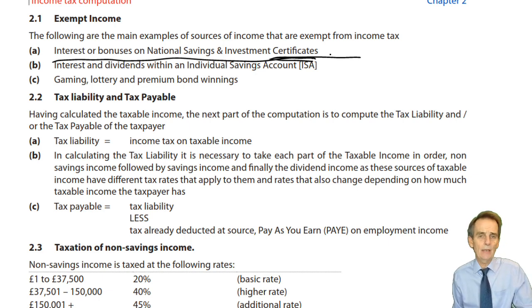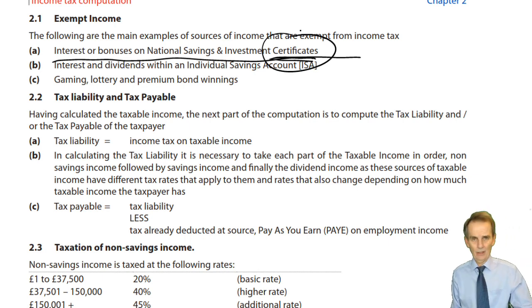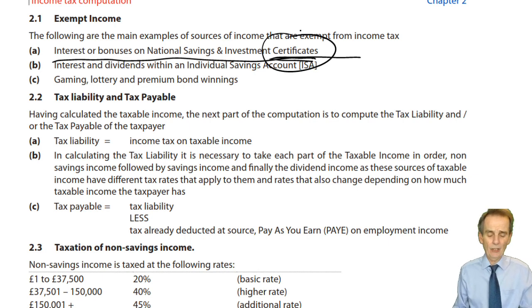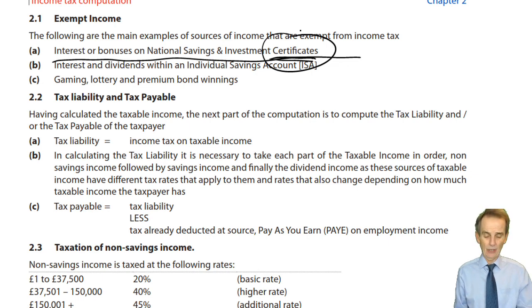If you see National Savings and Investment Bank account interest, that is taxable. The important word here is certificates. They may abbreviate National Savings and Investment to NS&I. National Savings and Investment Certificates, that's the exempt one. National Savings and Investment Bank Account Interest is taxable like any other bank account interest. Next one.